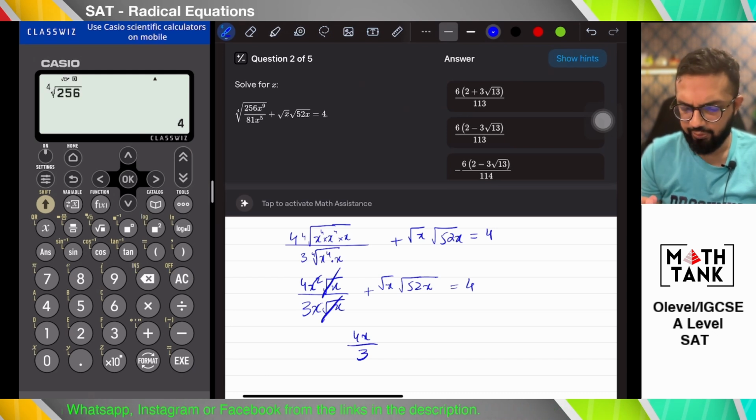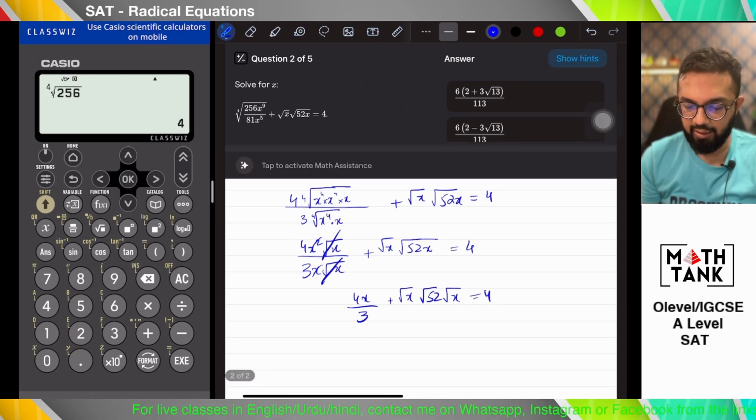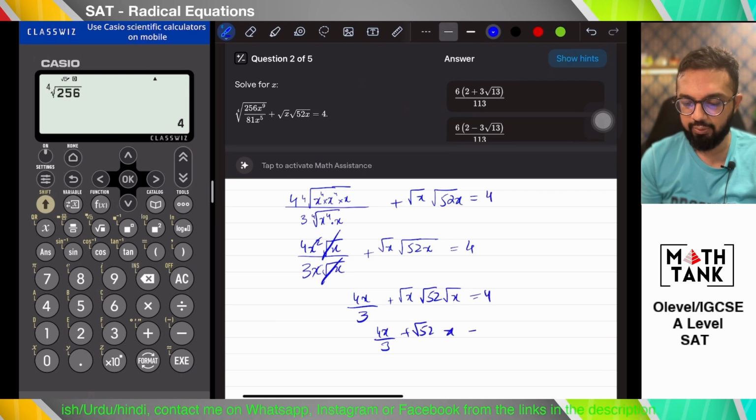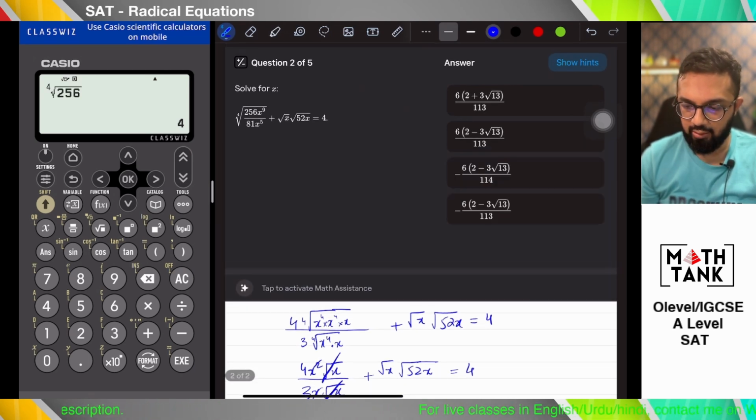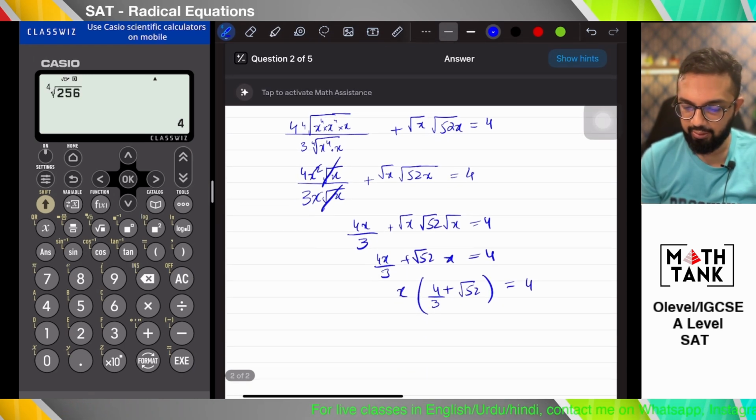I could have also cancelled the powers of x. That would have made it easier for me. And root of 52 and then root of x. So root of x and root of x would also give me x. So 4x over 3 plus root 52x equals 4. Factoring out an x, I get x times (4 over 3 plus root of 52) equals 4. I think I have to simplify this a little bit.